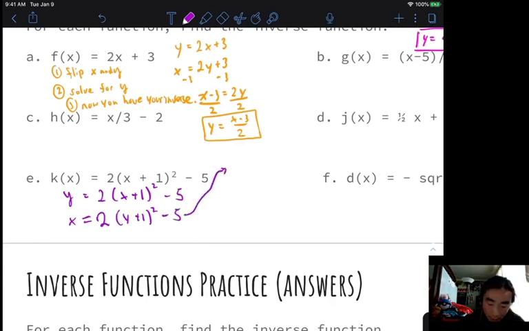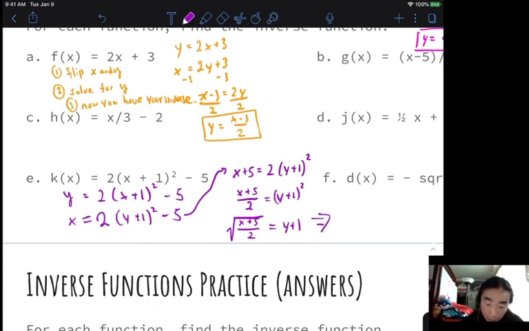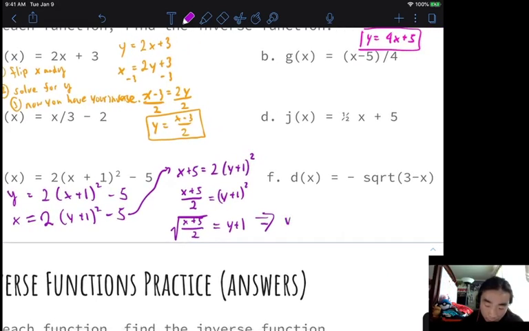So our first step is to add 5. Our next step is to divide by 2. We then take the square root of both sides. And then, last step, you take away 1. So y equals square root of x plus 5 over 2, plus 1. And you can practice parts F, D, and C on your own.